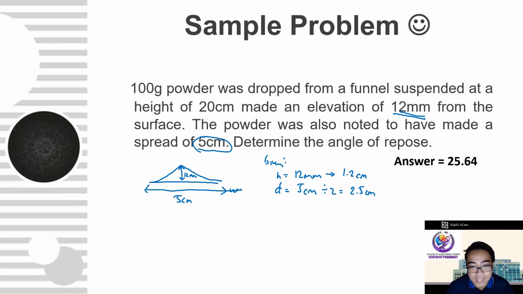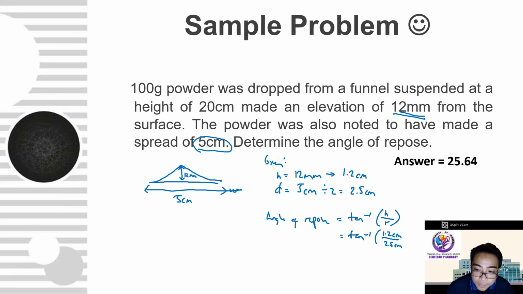Okay? So, sabi natin ngayon, class, angle of repose is simply equal to inverse tan, multiplied to the height divided by the radius. And that would simply be tan negative 1. Ang height natin is 1.2 centimeter divided by radius, which is 2.5 centimeter. And you get tan negative 1, 1.2 muna divided by 2.5. Okay, so tan negative 1, answer. You get 25.64.